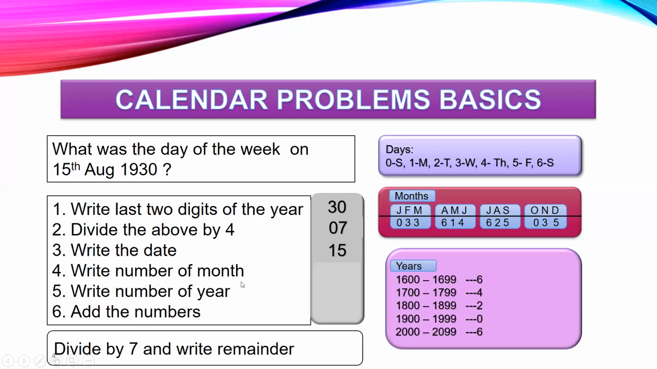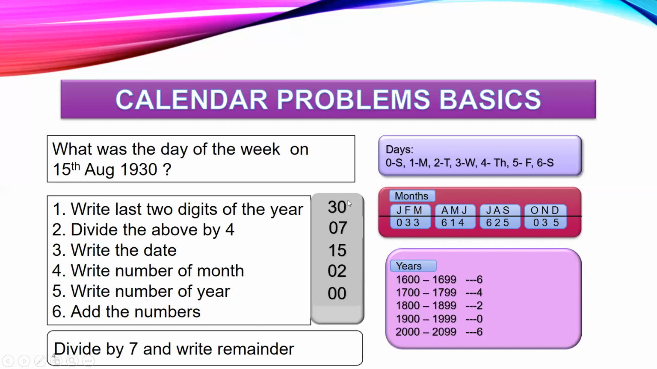And then write the number of the month. So what is the month over here? Here it's August. So this is where your chart comes into picture. So the number for August is 2. So you have to write down the value as 2 over here. Write the number of the year. So your year is starting as 1930. So it's the 19 series, and you have to remember that the number for the 19 series is 0. So you will write down the value as 0.